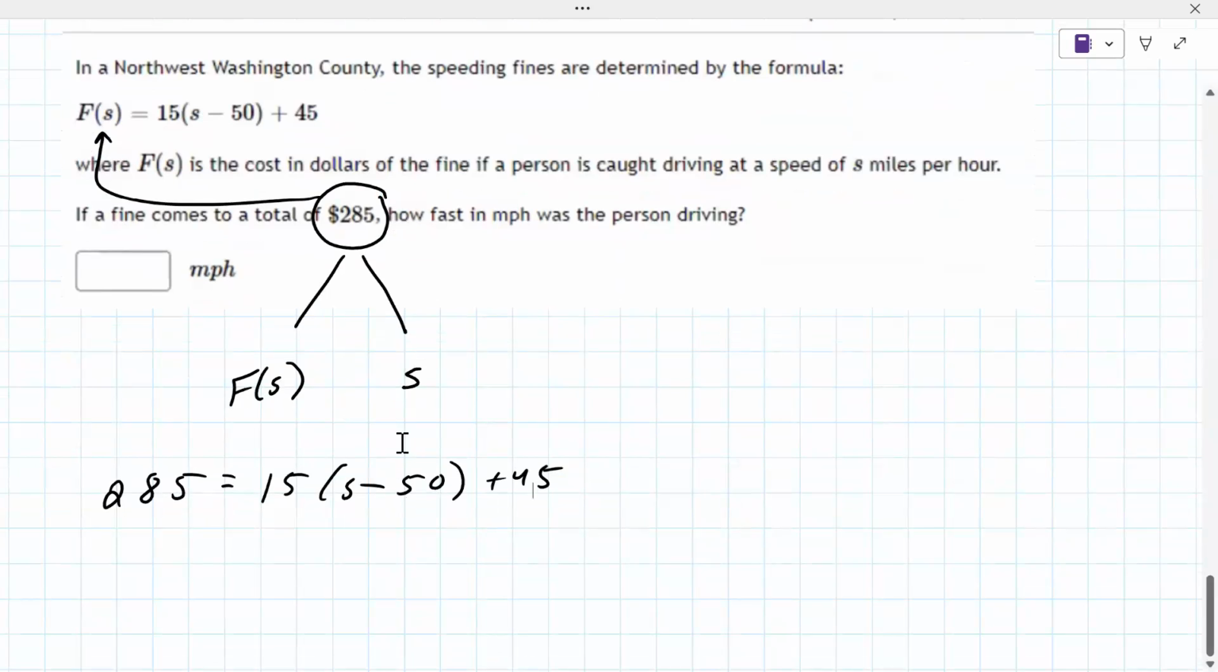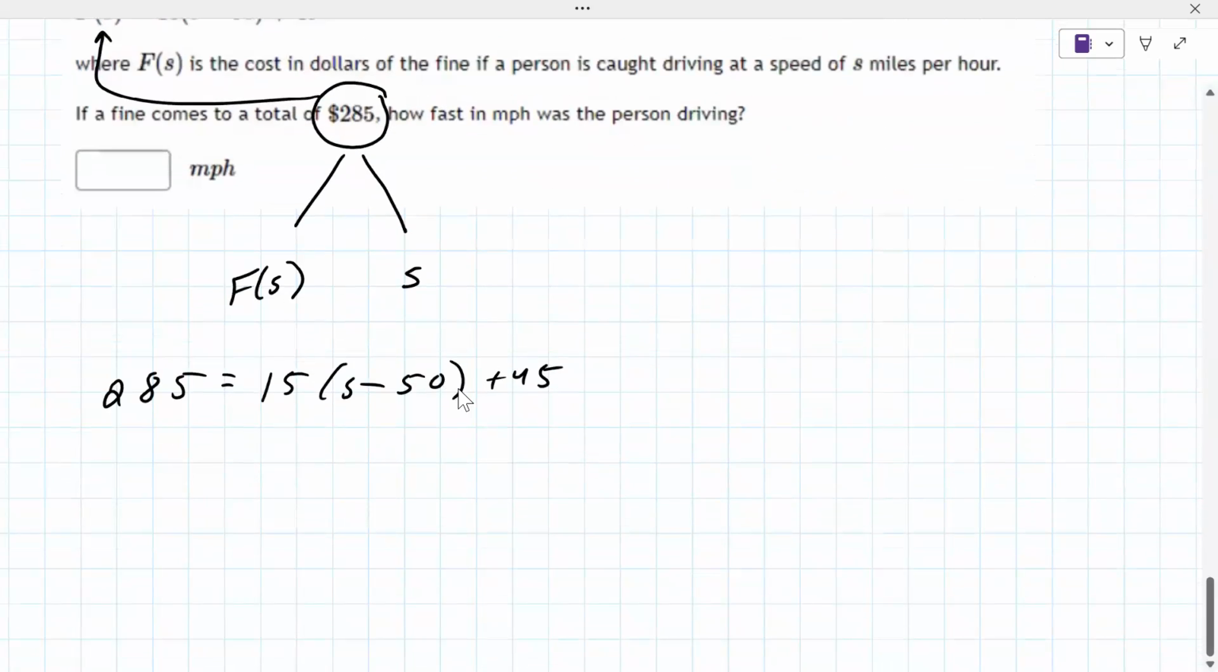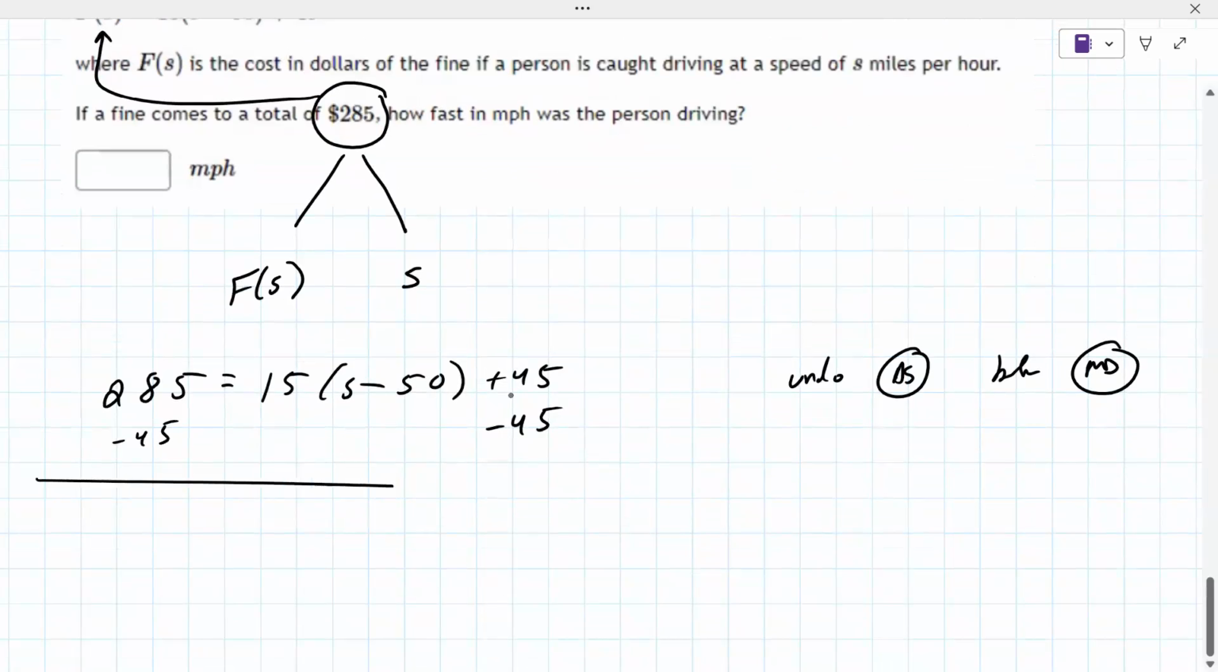Now, in terms of how you solve this, you undo addition and subtraction before multiplication and division. So you're going to subtract 45 from both sides. That's 240 equals 15 times s minus 50.